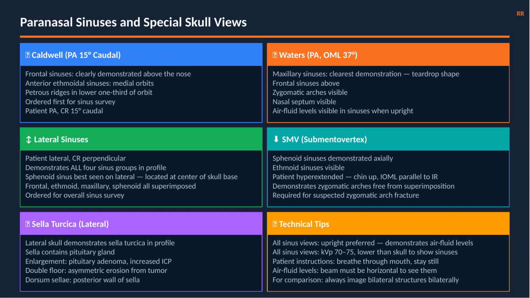SMV, sphenoid sinuses axially. Ethmoid sinus is visible. Zygomatic arches free. Technique. kVp 70 to 75, slightly lower than skull to maintain sinus air tissue contrast. All sinus views, upright preferred, demonstrates air fluid levels. The beam must be horizontal to visualize fluid levels.